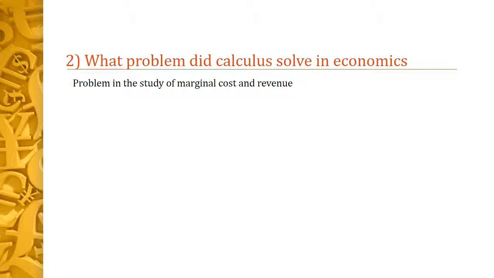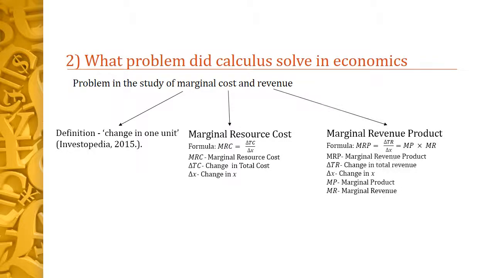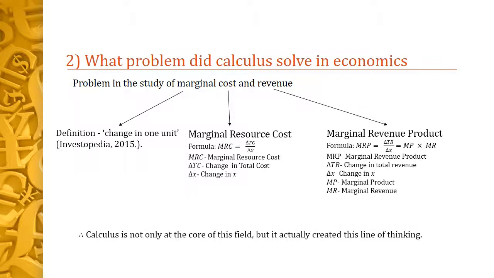If we were to simply analyze the name of this field, we would see that the word marginal in the economic sense actually represents the change in one unit, or in other words, the derivative of either the cost or revenue for a particular product. If we were to next examine the word cost, we would see that it is calculated through calculus. Likewise, if we were to examine the word revenue, we would also see the derivative notation. Calculus is therefore not only at the core of this study as seen through the definition and formulas of each section, but it was due to calculus that this study was created.